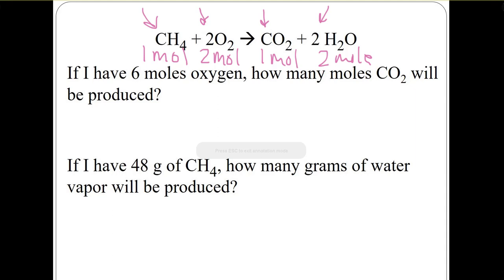So let's look at our first problem. In our first problem, you want to find the number, and it says right here, 6 moles of oxygen. So this is our starting point.